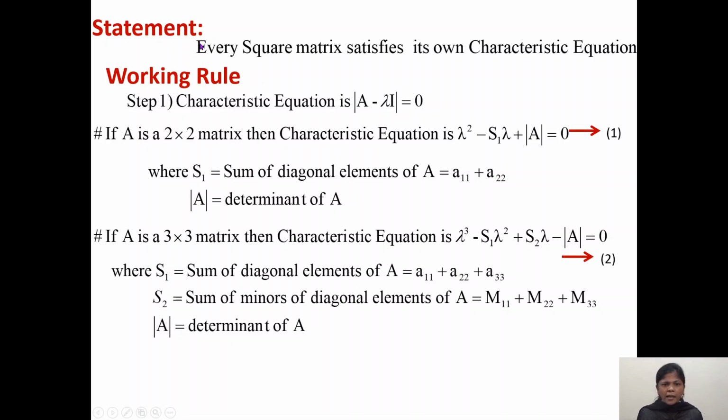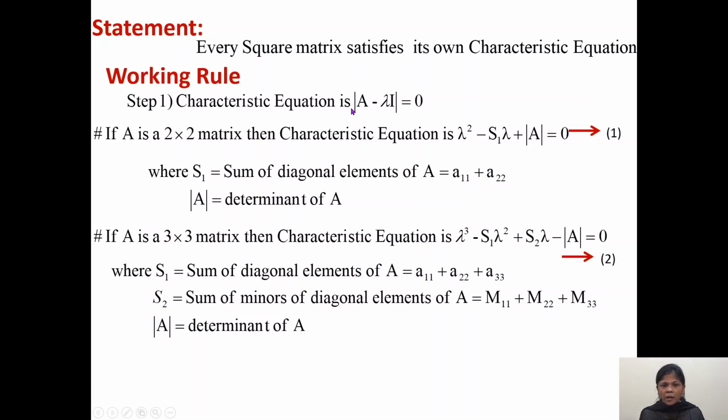It says that every square matrix satisfies its own characteristic equation. So for the Cayley-Hamilton theorem, what do we need? We need a square matrix and a characteristic equation. That square matrix has to satisfy its own characteristic equation according to the Cayley-Hamilton theorem. What are the steps involved?